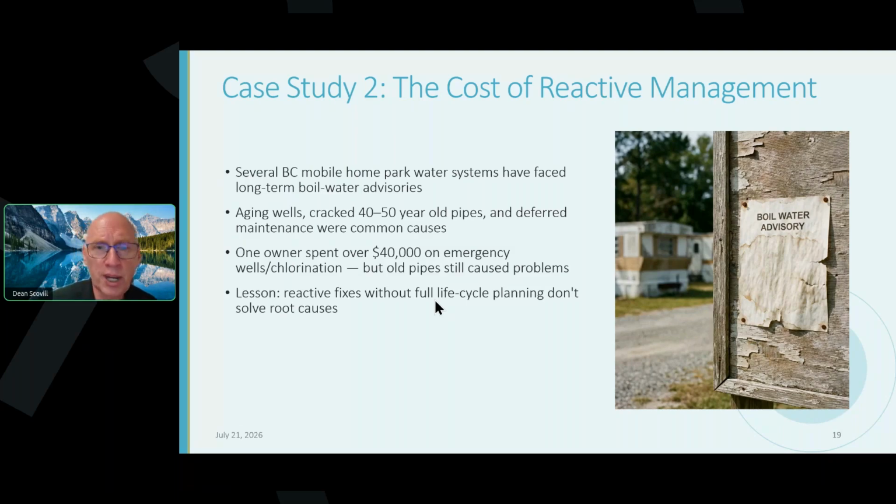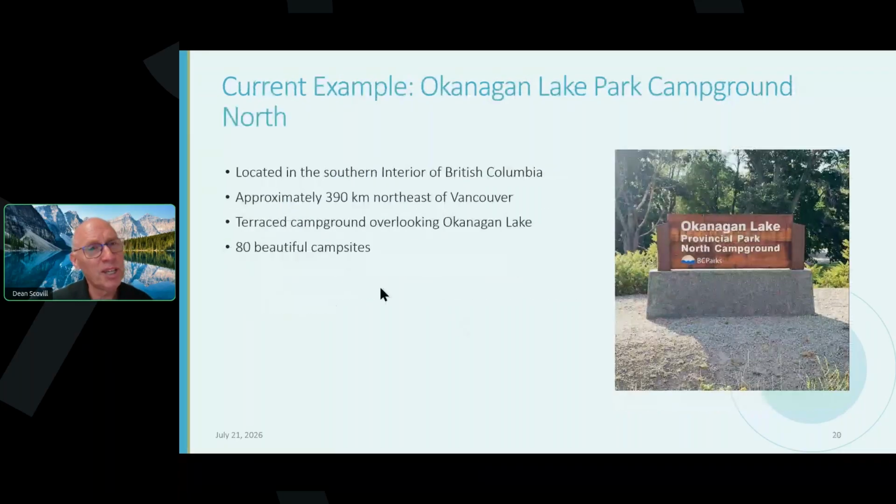Now on to the surprise. This is an extra that I added into the slide presentation. Believe it or not, I'm currently broadcasting from the Okanagan Lake Provincial Park Campground. It's called the North Campground in British Columbia.